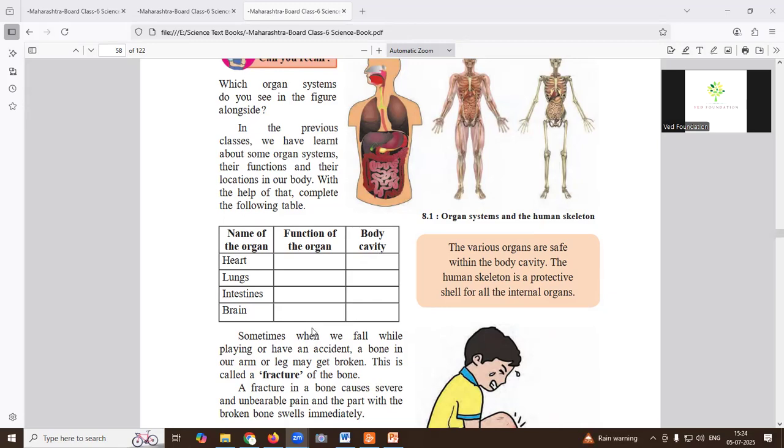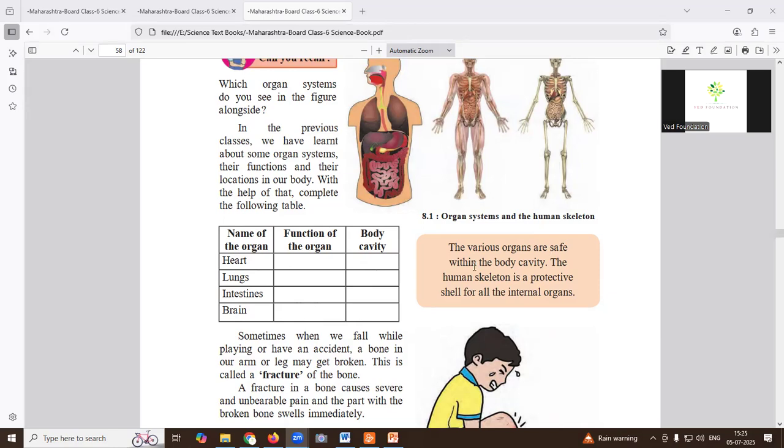Let us complete this table. Heart. Function of heart is blood circulation and heart is present in thoracic cavity, in the chest. Lungs. Function of lungs, breathing, and lungs are present in thoracic cavity in chest. Intestine function, digestion and body cavity, abdominal cavity. Brain function, control and coordination, and body cavity, cranial cavity.